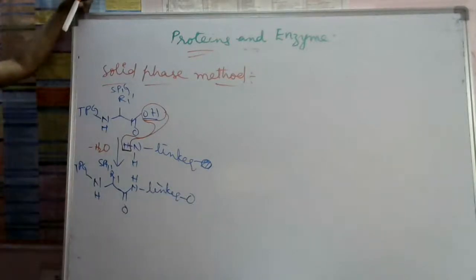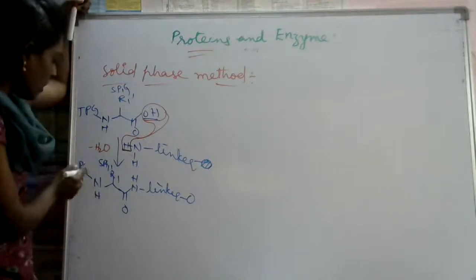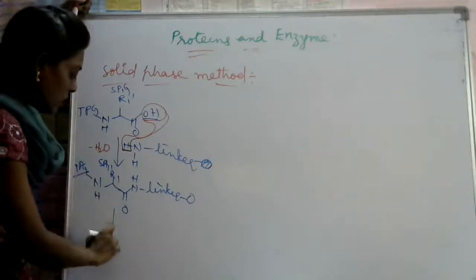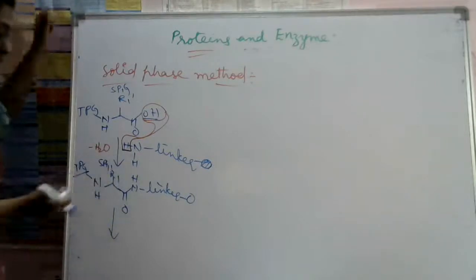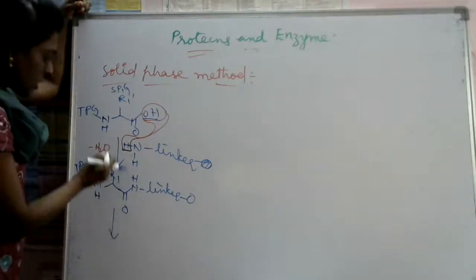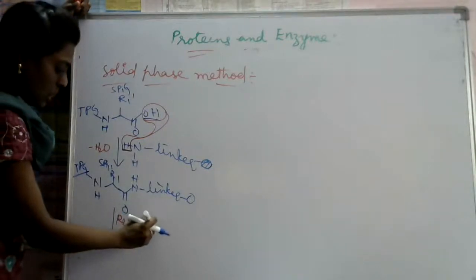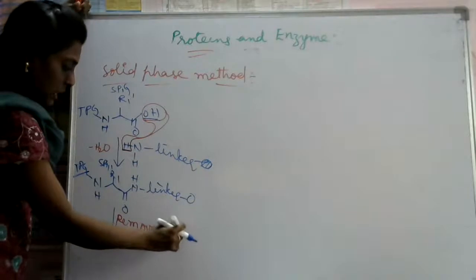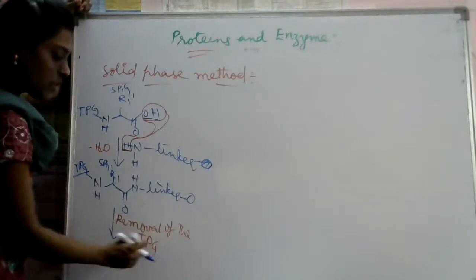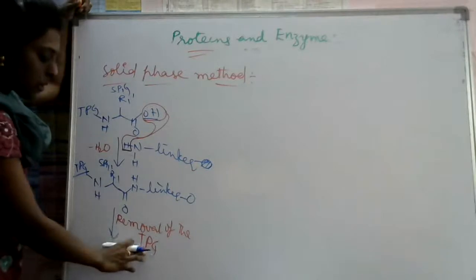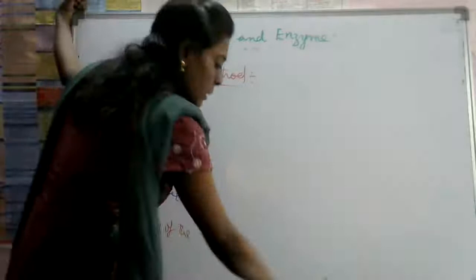Okay. So next we have to remove the temporary protecting group. This is the first step. Next, what is the second one? Removal of the TPG. I want to write the short form: TPG means temporary protecting group. We have to remove this TPG.